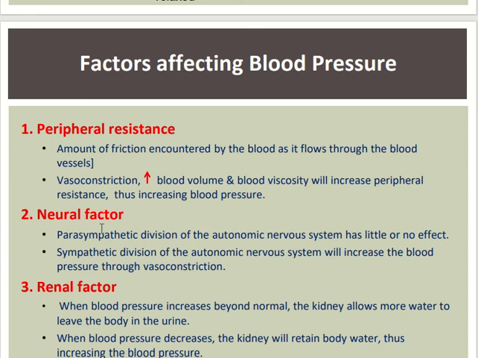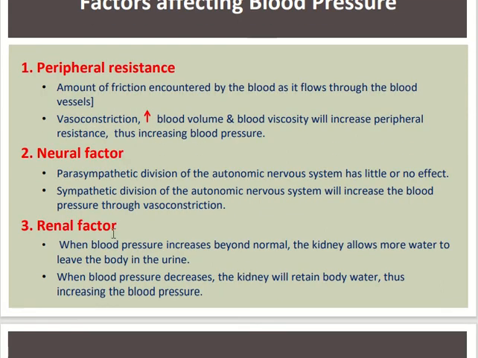Next is the neural factor. Parasympathetic has little effect or no effect at all because we are at a resting condition. Meanwhile, the sympathetic division of the nervous system will increase the blood pressure through vasoconstriction here. Okay, because we are in a nervous condition, or running and so on. And next is the renal factor, which refers to the kidney. When your blood pressure is increased beyond normal, your kidney will allow more water to leave the body in the urine. That's why when you're nervous, you will easily feel like you want to go to the toilet and excrete your urine. Okay. However, when your blood pressure is decreased, the kidney will retain the body water, thus increasing the blood pressure.